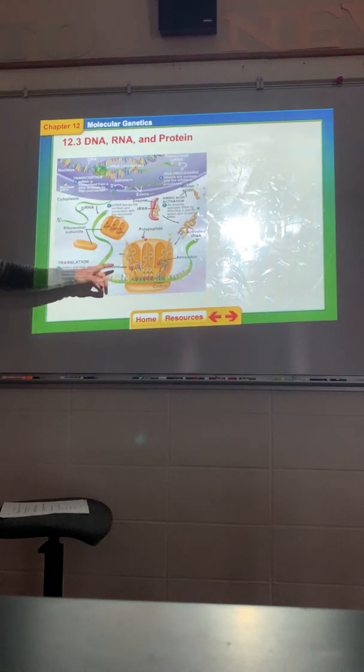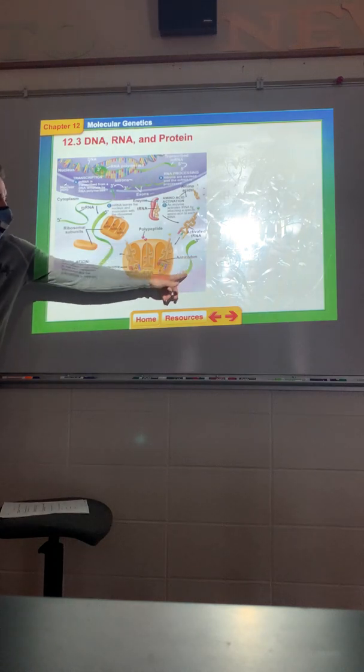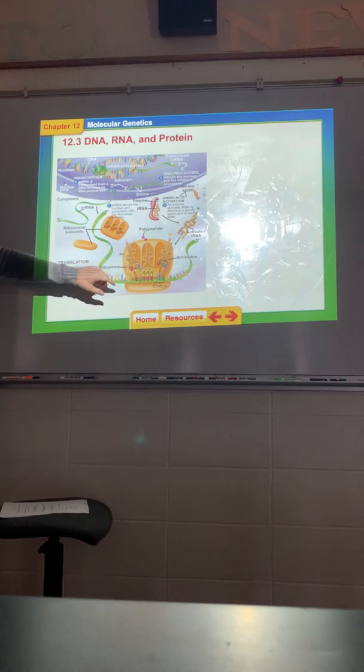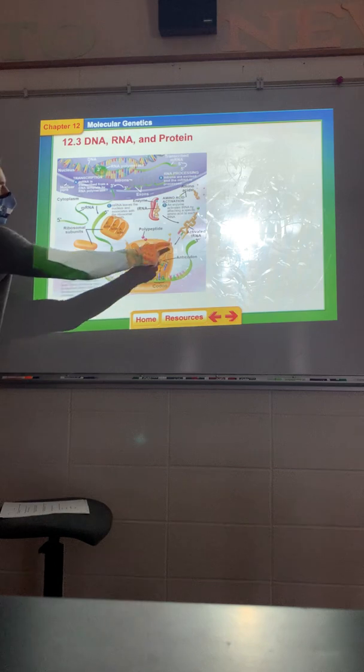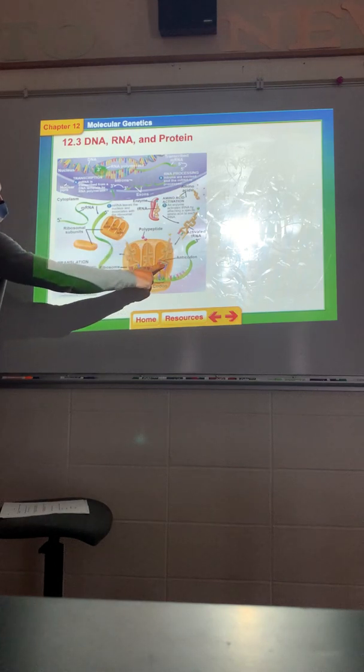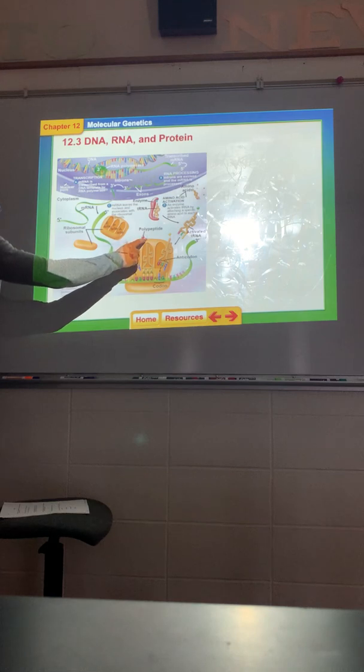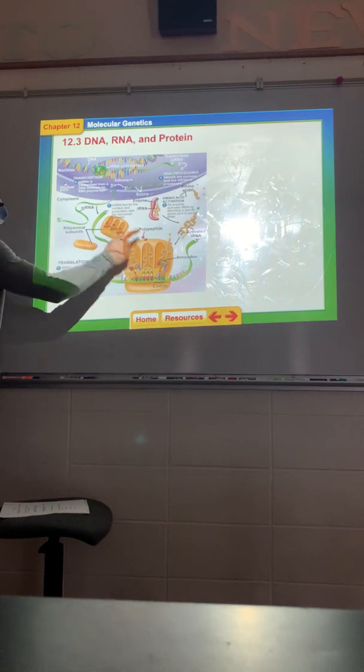All right, but here we have our messenger RNA, this green ribbon. It's going through our ribosomal RNA. Our transfer RNA is coming in, sets in right here, moves to this middle one, and it adds its peptide, its amino acid, to make that protein.